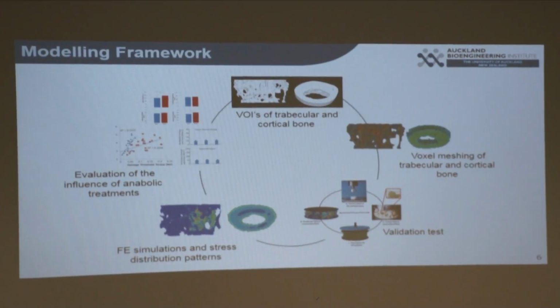So this is the framework. We start off with volumes of interest of trabecular and cortical bone from micro-CT, which then get voxel meshed. We then printed out one of those bones from the fluoride study and carried out an Instron compression test, and from that derived a yield criteria for all the bones, which were then applied to the FE simulations, and then eventually evaluation of the influence of those anabolic treatments.